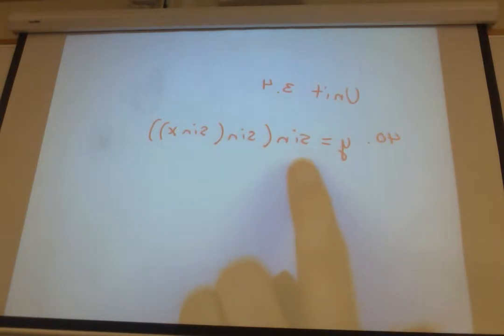So this isn't like a sine times sine. I wouldn't want to write this as, say, sine cubed, because this isn't sine cubed. We would be taking sine x and then taking the sine of that and then taking the sine of that, all right? So are people kind of understanding what's happening?